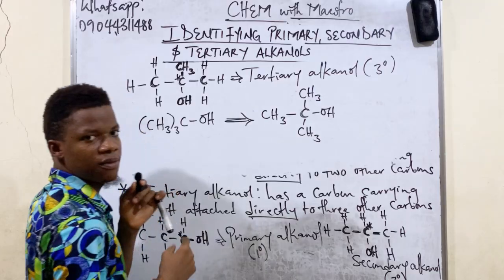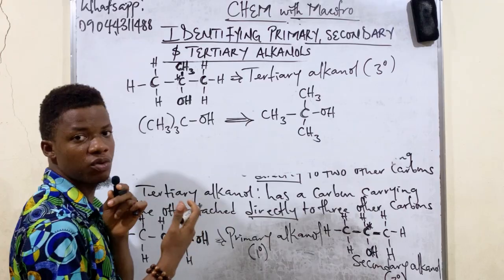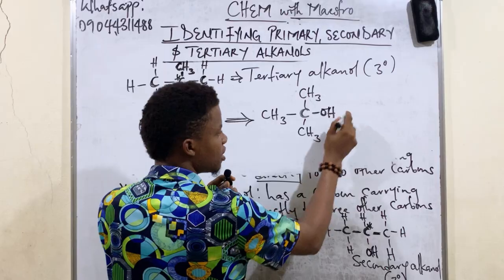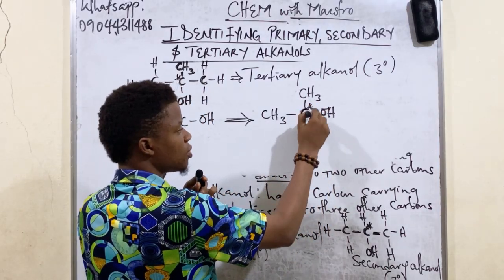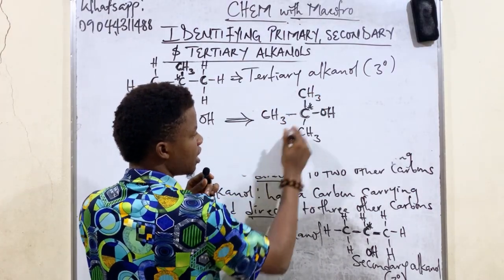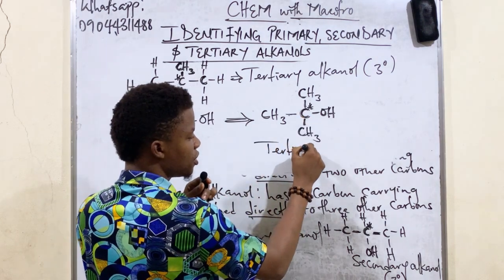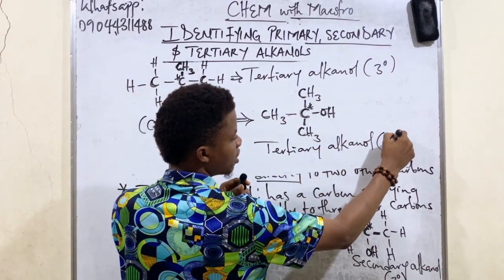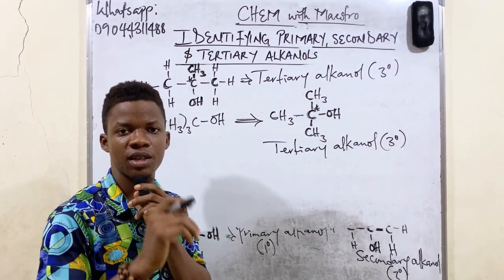All right, so look at it now. This is what we have. How do you know what kind of alkanol it is, primary, secondary, or tertiary? I told you what to look out for: the carbon carrying the OH. Can you see it now? This carbon is connected to how many other carbons? It's connected to this guy, it's connected to this guy, and it's connected to this guy. So therefore, this is a tertiary alkanol, which is also called a 3-degree alkanol.